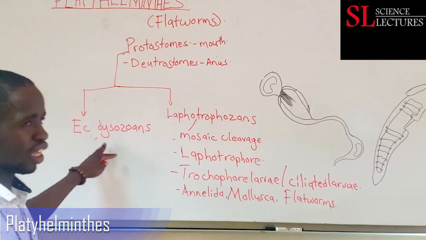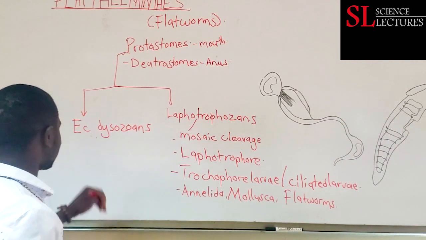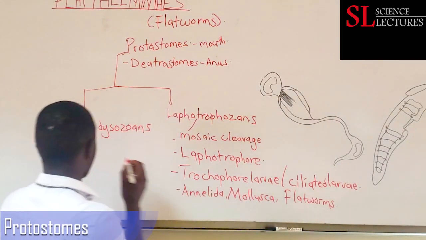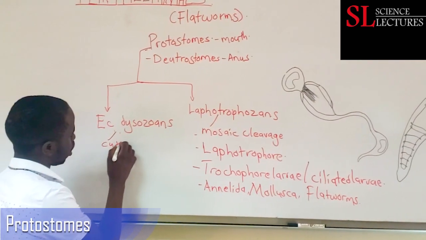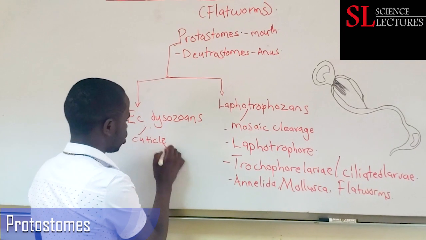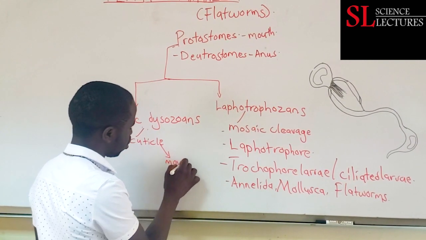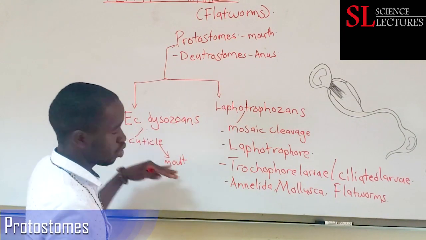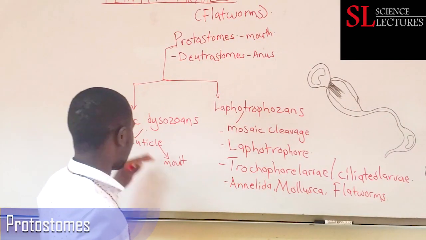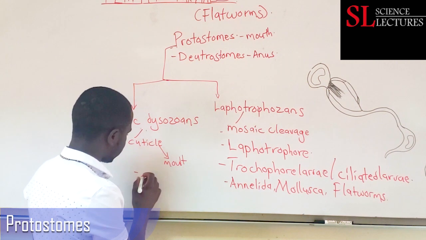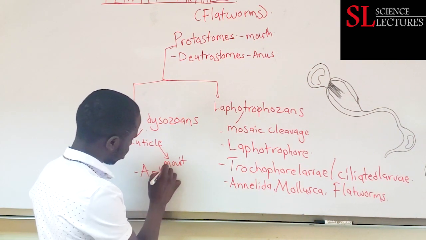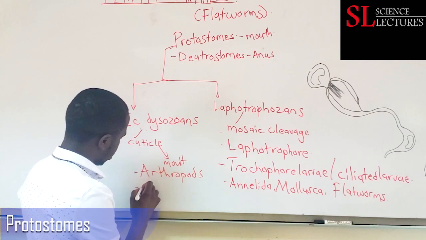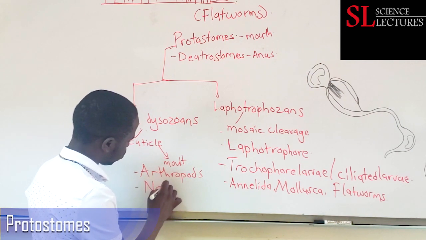And we look at the ecdysozoans. These ecdysozoans have two major characteristics. Number one, they have a cuticle, and this cuticle gives them the power to molt. So all organisms, all protostomes that have a cuticle and have the power to molt are ecdysozoans, and these are arthropods and nematodes.